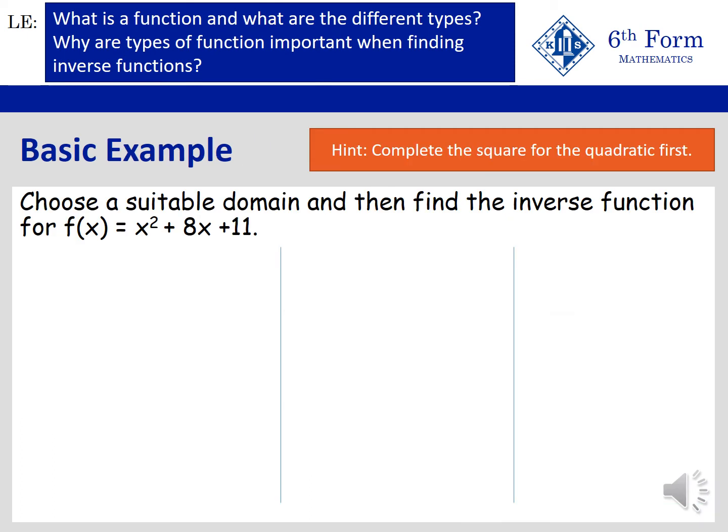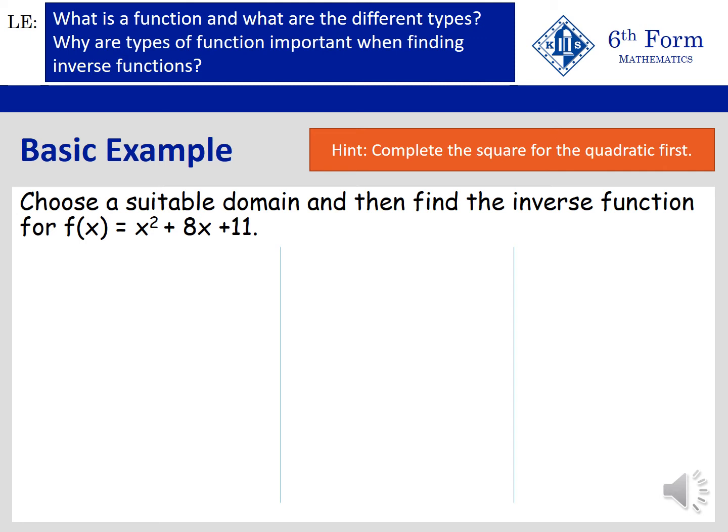So first we're going to try a fairly basic example. We've been asked to choose a suitable domain and then find the inverse function for f of x equals x squared plus 8x plus 11. I'm giving you a hint that completing the square is the best place to start.